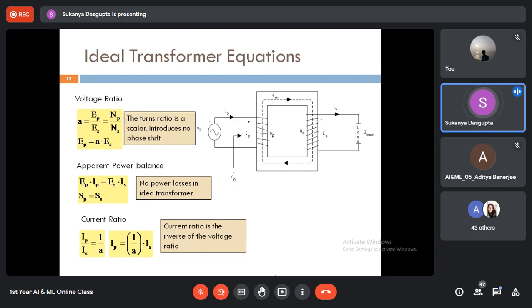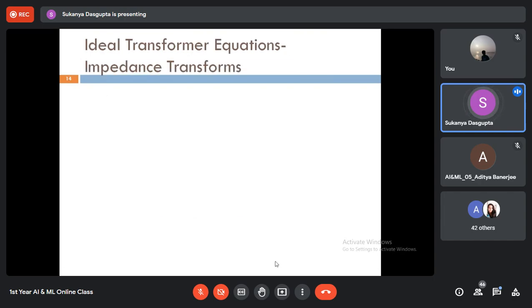And what is the current ratio? Current ratio is definitely the ratio of the two winding currents, that is the ratio of IP and IS. IP is the primary winding current and IS is the secondary winding current, and it is exactly proportional to 1 by A. That means the ratio of the two winding currents is inversely proportional to the turns ratio. That means IP equals 1 by A times IS, whereas EP equals A times ES. So the current ratio is just the inverse of the voltage ratio.